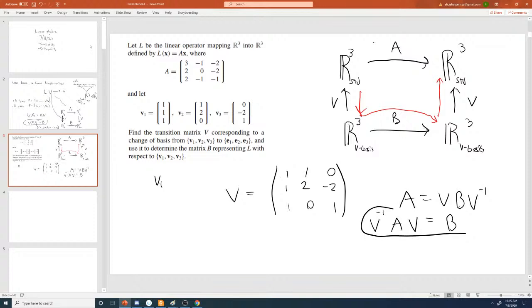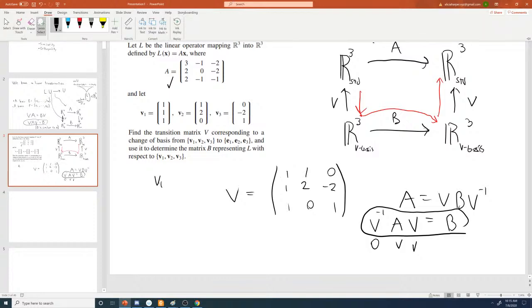So we know what V is. We have V. We know what A is. The only thing we're missing to figure out B is V inverse. But once we have V inverse, we can multiply these three matrices, and that will give us B, the representation of the transformation with respect to the V basis. So the first thing we want to do is take our matrix V and find its inverse. So let's go about that computation.